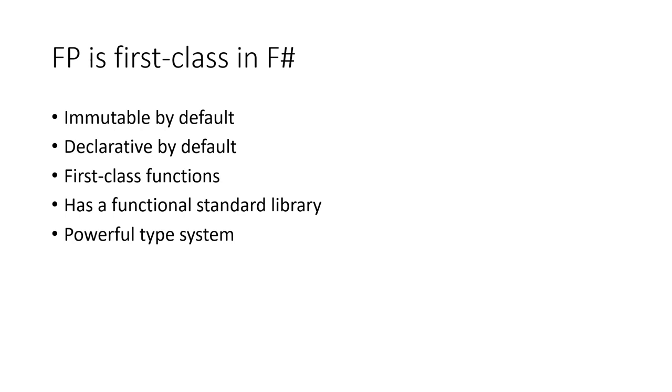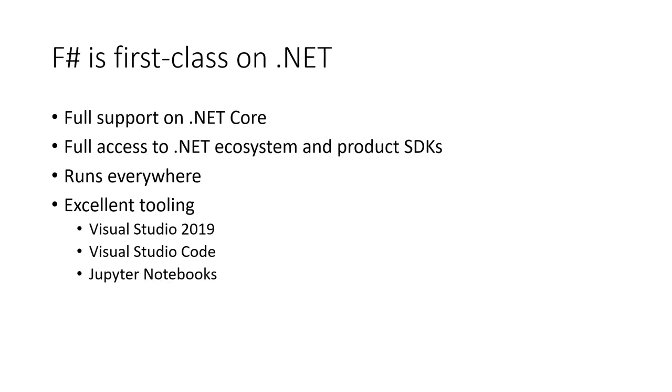We're declarative in terms of the way that you program things in F# by default. Functions are first class. There's a functional standard library. And we have a lot of powerful types in the language that enable you to very succinctly model things and then pattern match over those data types so that you can get going. It's also first class on .NET.